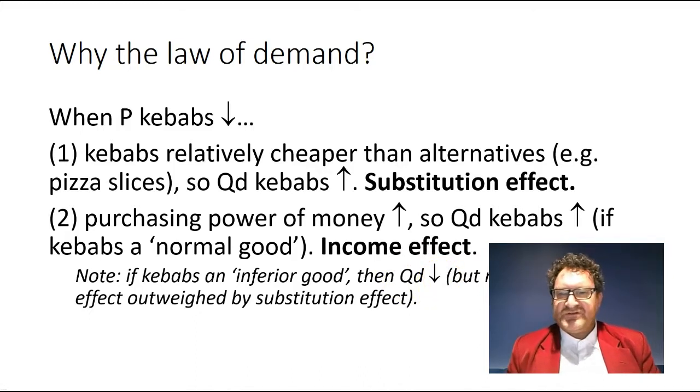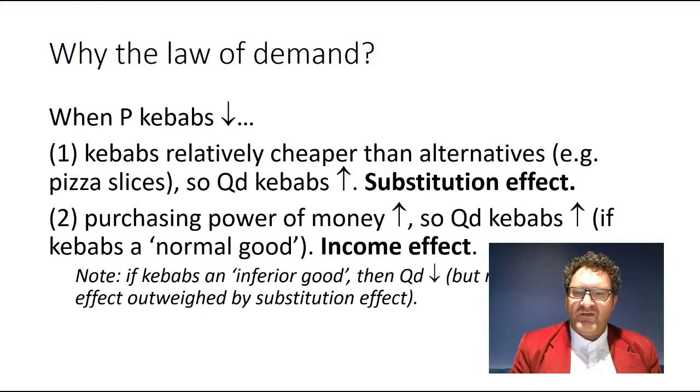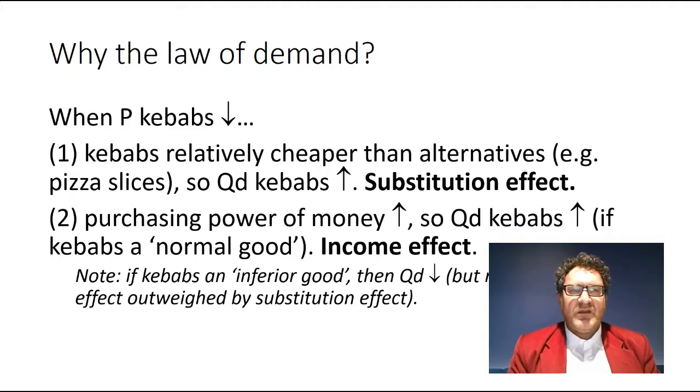So the substitution effect still holds, but in this case, the income effect is moving in the opposite direction. Generally speaking, however, we would say that the income effect is overpowered or outweighed by the substitution effect, so that nonetheless, overall, the law of demand would still hold. The price of kebabs falls and the quantity demanded rises, although it doesn't rise as much as it would have if kebabs were a normal good.